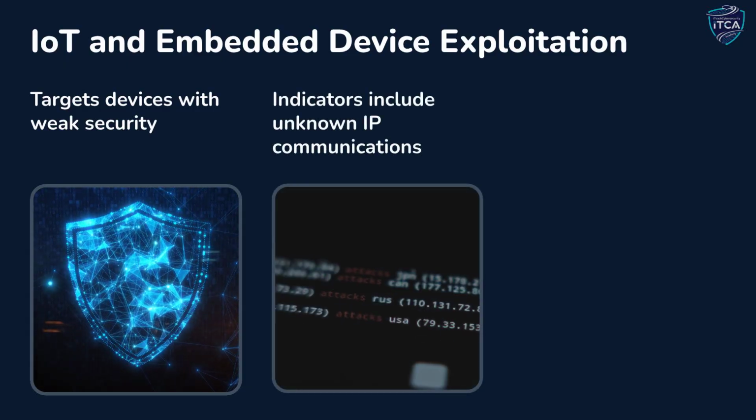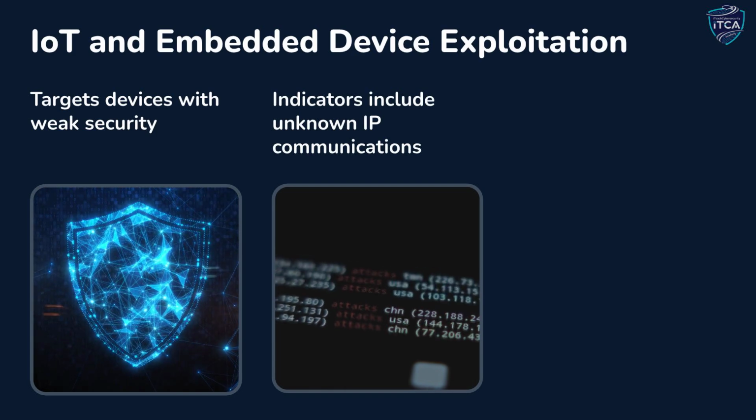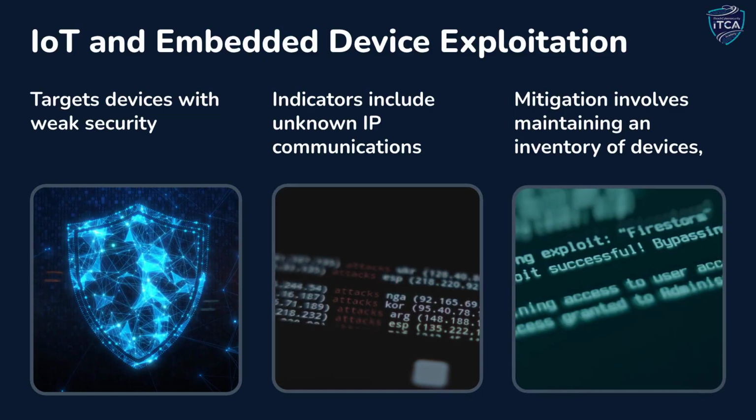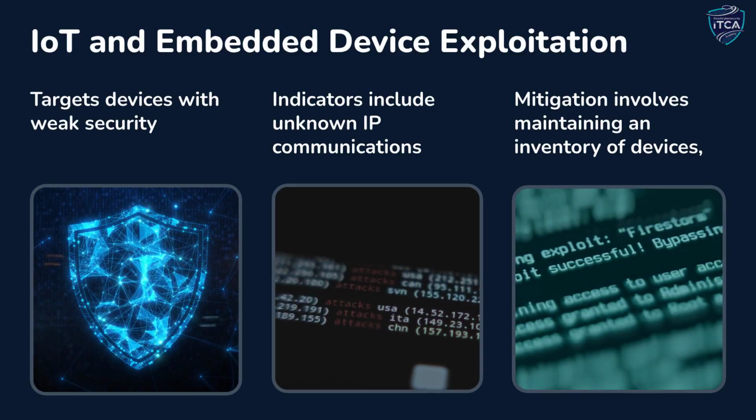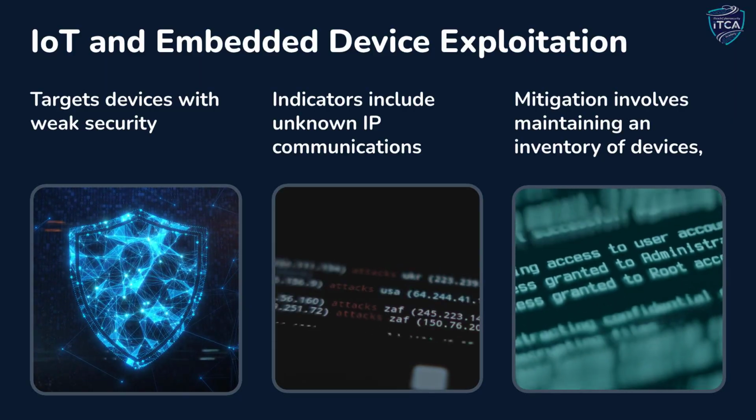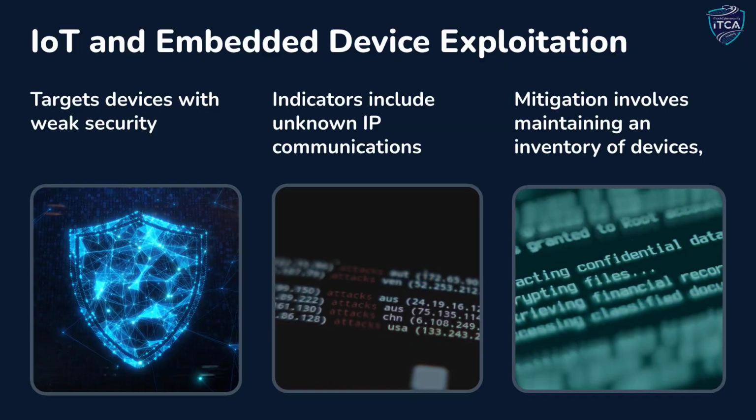IoT and embedded device exploitation targets devices with weak security, such as default passwords or unpatched firmware. Indicators include unknown IP communications, abnormal network traffic, or repeated failed login attempts. Mitigation involves maintaining an inventory of devices, changing default credentials, disabling unnecessary services, network microsegmentation, and enforcing firmware update policies.